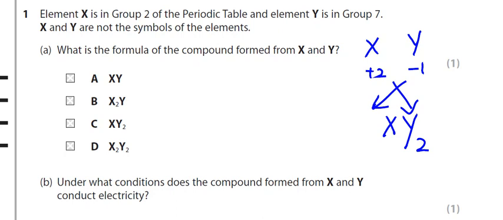Remember, when you cross the valencies, we do not include the plus and minus sign. And the cation is usually written first when you're writing the formula, followed by the anion. So the answer for the first question is XY2.